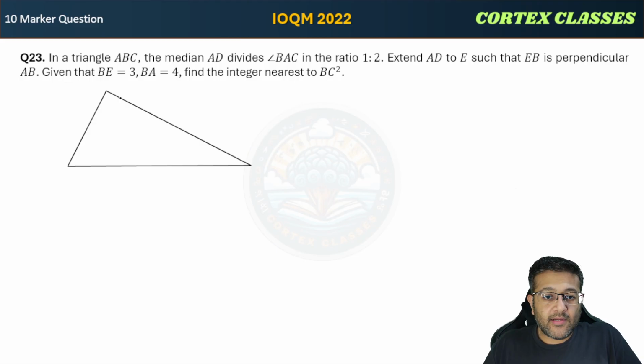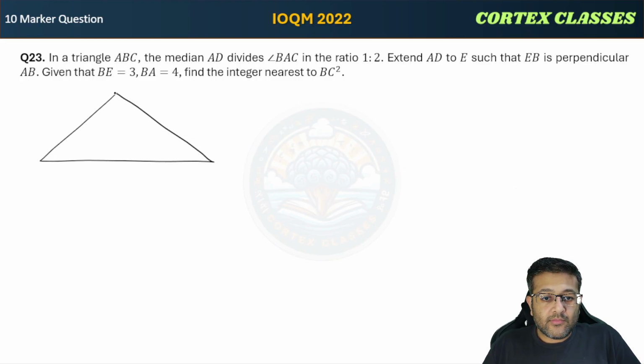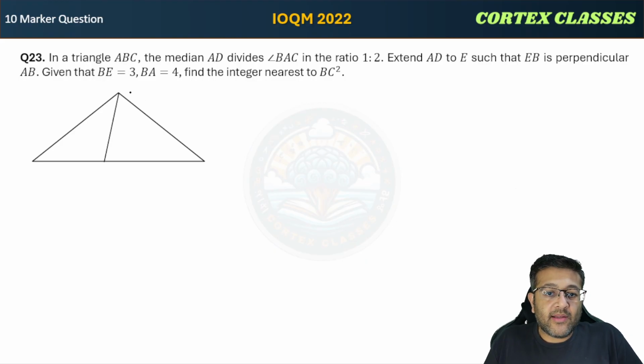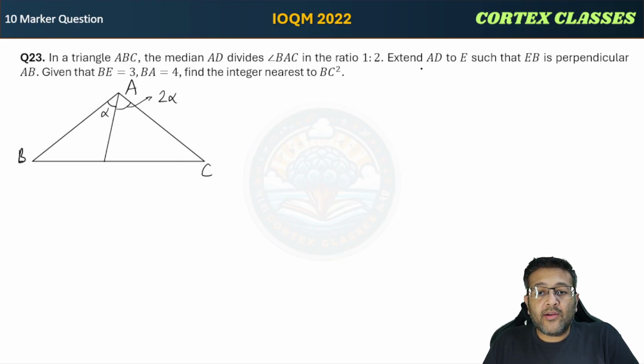Okay, just a second. So guys, let's draw this median. Just a second guys, we might have to draw it in a different manner. So guys, this is a median. Okay, let's draw it like this. Okay, never mind. So ABC, the median divides angle BAC in the ratio 1:2. So guys, if this is alpha, the other angle is 2 alpha, right? The other one is going to be 2 alpha.